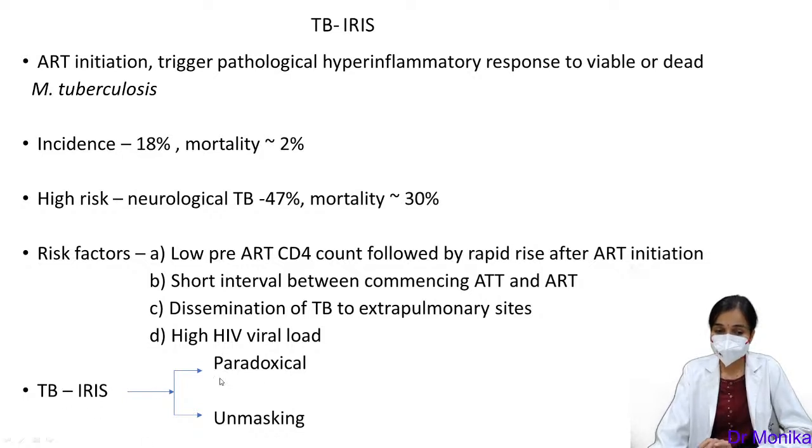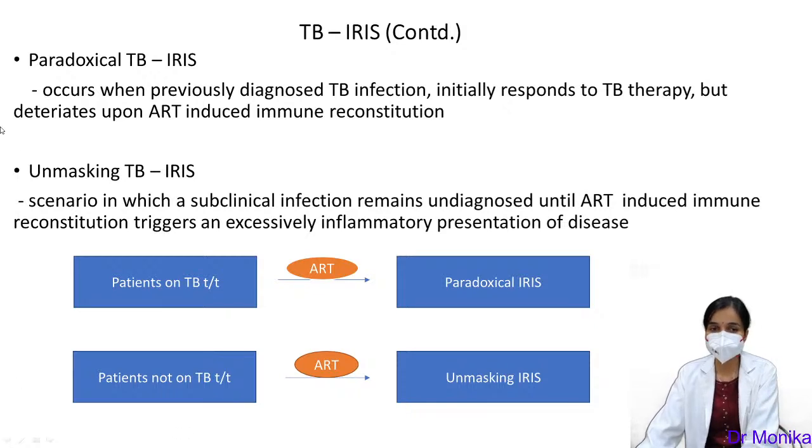So this TB-IRIS is of two types, paradoxical and unmasking. In case of paradoxical TB-IRIS, these patients have already been diagnosed with TB and are initially on TB therapy, but after initiation of ART, they develop this immune reconstitution syndrome.